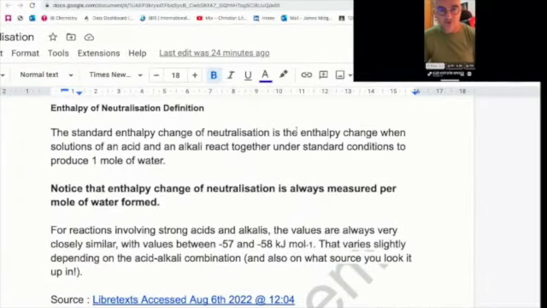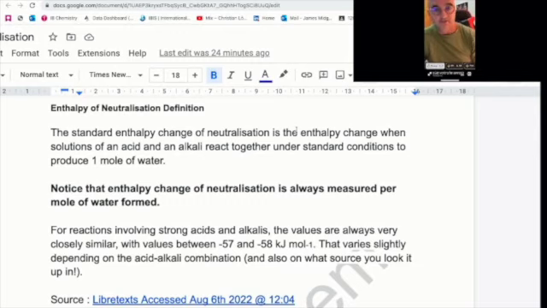Hello, welcome to the calculations section of this video. Let's begin with the enthalpy of neutralisation definition. I've just taken this from LibreText, a source that I often use in my teaching and in my videos. It's the enthalpy change of neutralisation with reference to the number of moles of water produced.